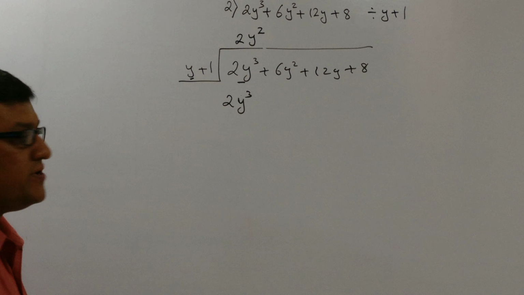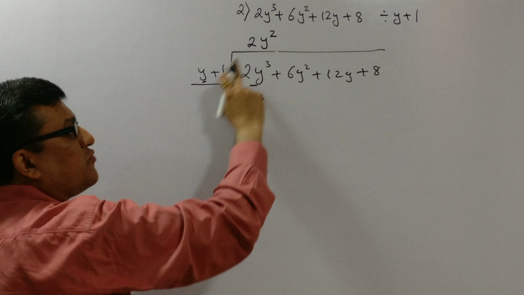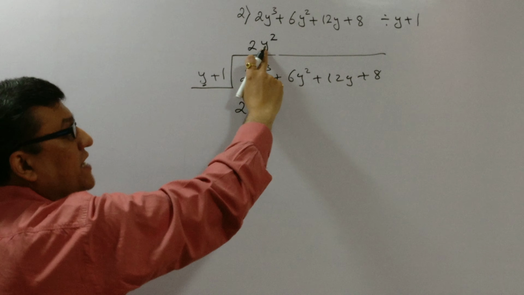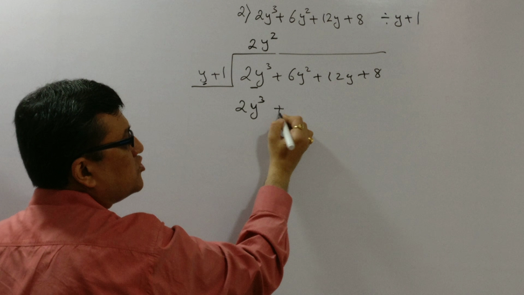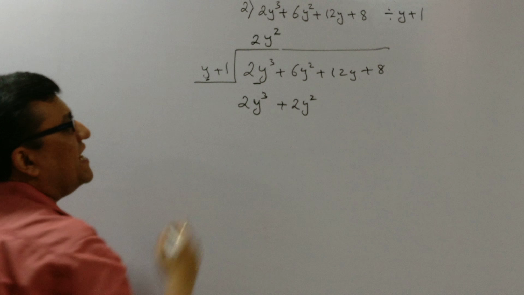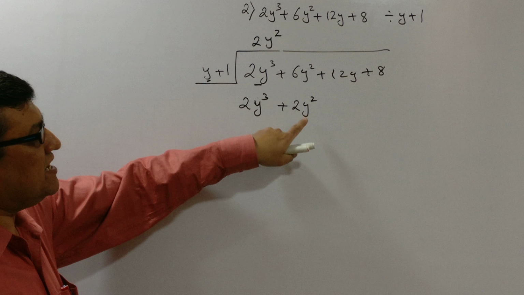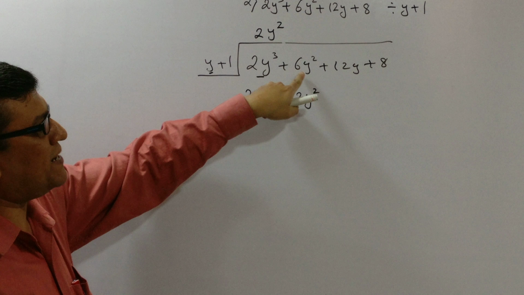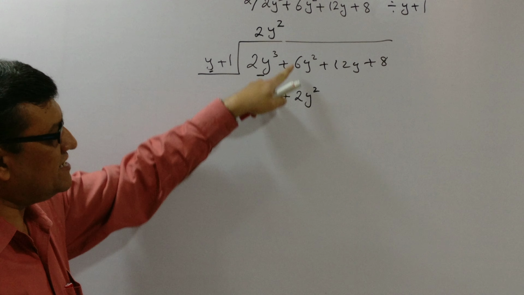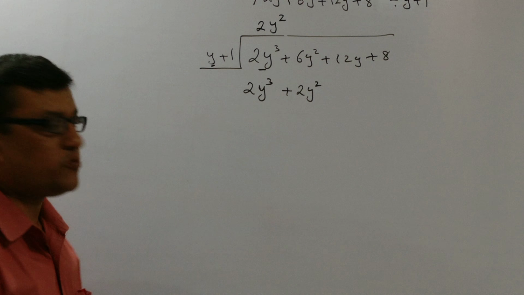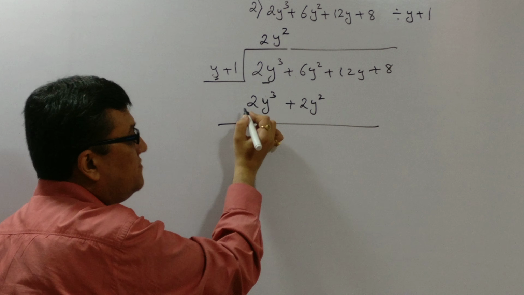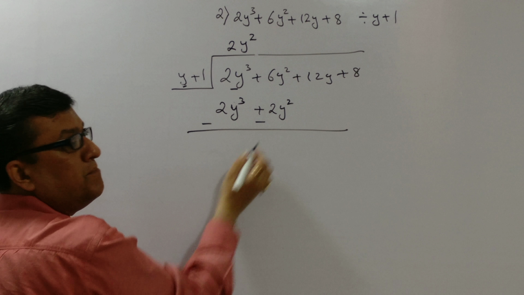Again, I'm going to multiply this 2y square with plus 1. So 2y square into y will give me 2y cube, and 2y square into plus 1 is plus 2y square. Now care needs to be taken that whatever is the degree here, that is degree 2, should be written exactly below the degree 2. We had plus 6y square, so 2y square should be written exactly below plus 6y square. Now we all know that we need to change the signs because we are going for subtraction. So this is going to be minus, this is going to be minus.